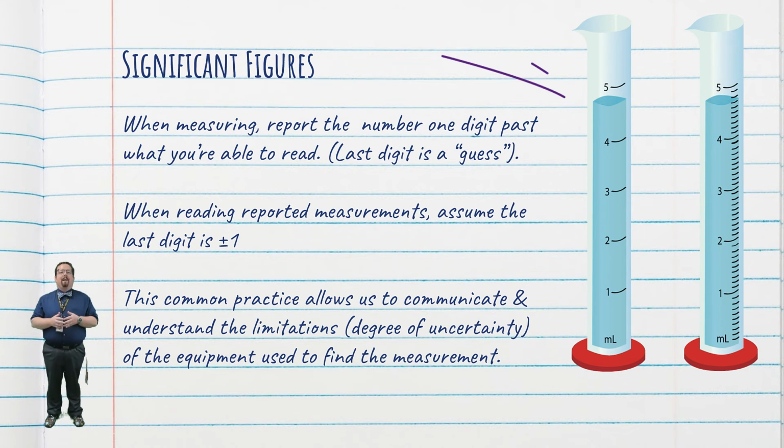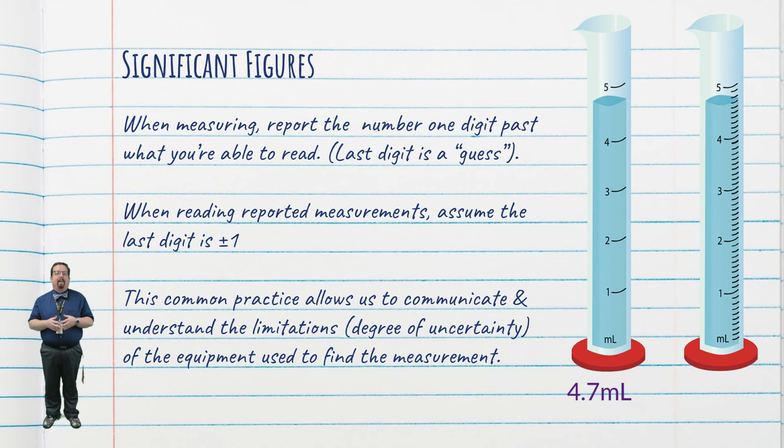For example, this graduated cylinder here on the left only reads milliliters by the whole number. We can only for certain say that it's between 4 and 5 milliliters. It'd be incorrect to simply report it as 4 milliliters. We have to guess one digit past that. To me, it looks to be more than halfway between 4 and 5, maybe even 3/4 of the way to 5. So I'm going to report my answer here to be 4.7 milliliters.